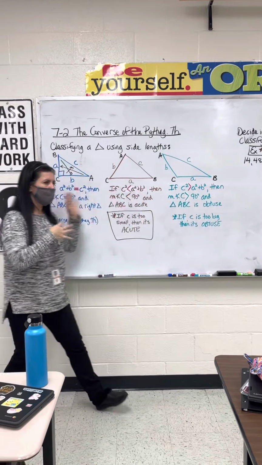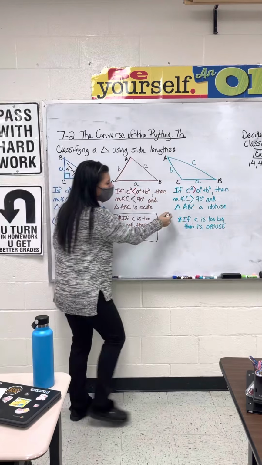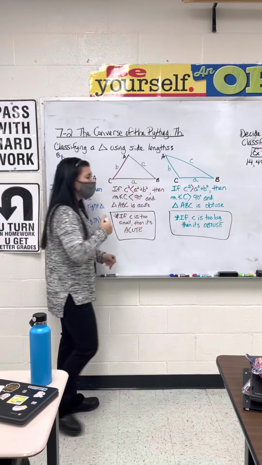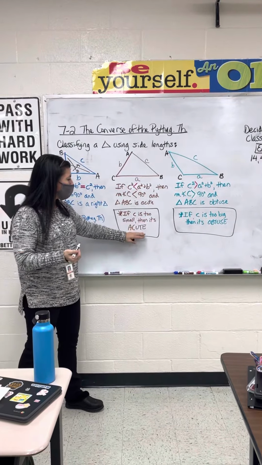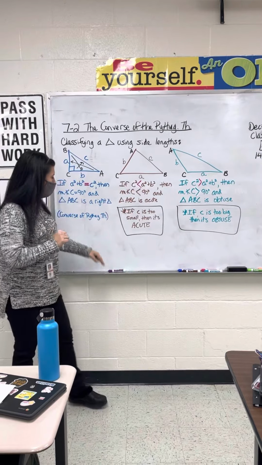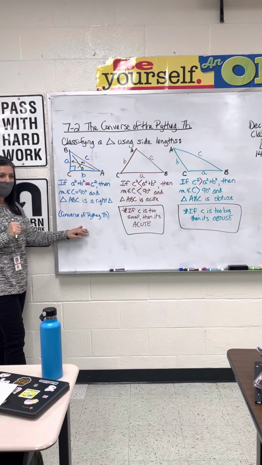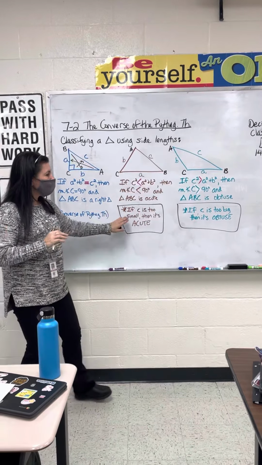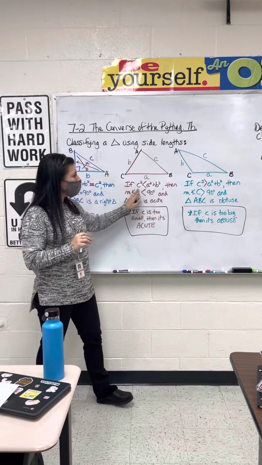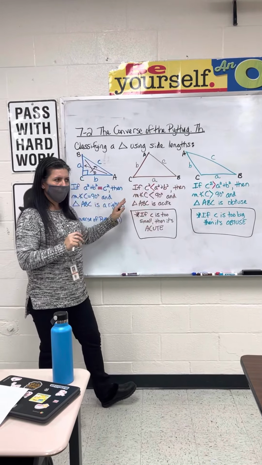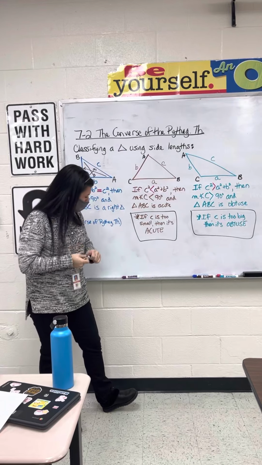Okay, do you guys kind of see the relationship here? This is how I remember it. If C is too big, then it's obtuse. If C is too small, then it's acute. If C is equal to, then it's right. If these are confusing, then remember it the way it's written formally. Let's look at some examples.